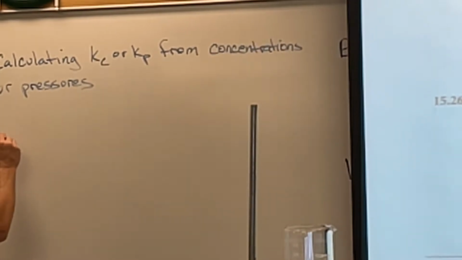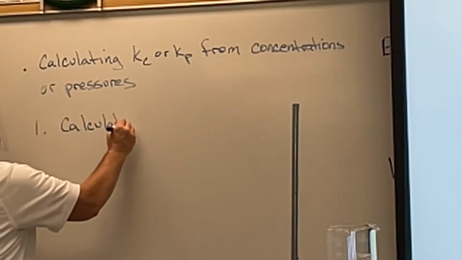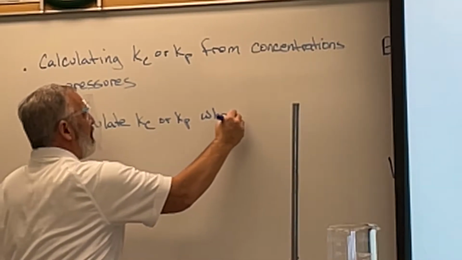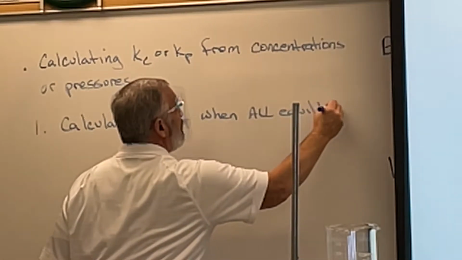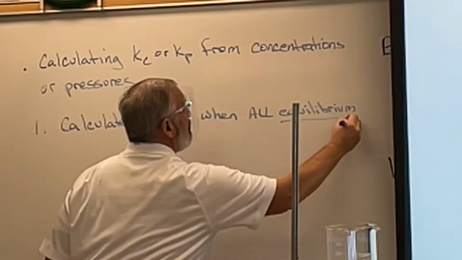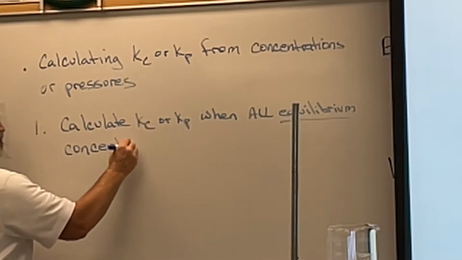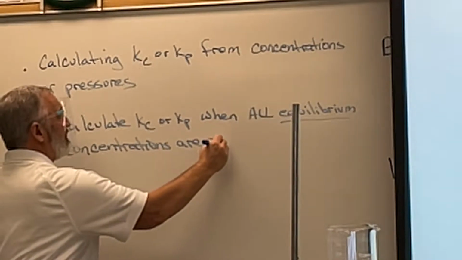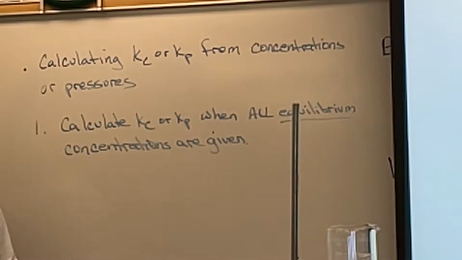The first one is calculate Kc or Kp when all equilibrium concentrations are given. And the key here is equilibrium, not what you start with, but what it is at equilibrium. Now this is the easiest of all. You probably won't see too many of these because this is just plug and chug.